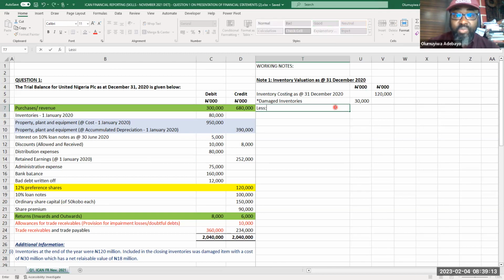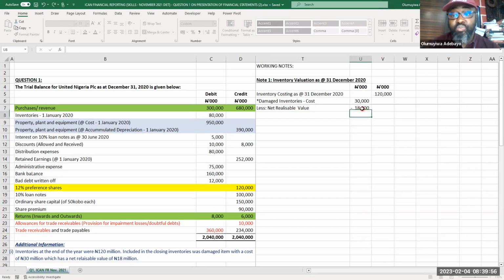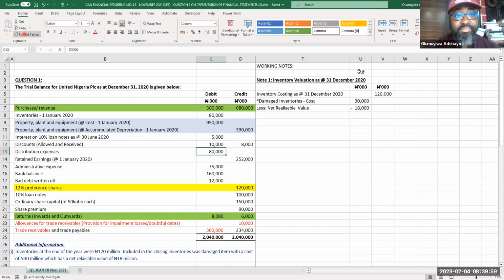Damaged goods or damaged inventory. We're told is 30 million. Now, because they are damaged, you can't sell it for what it is. What you can only get back from those damaged items is 18 million, which means this cannot be sold for its worth. Therefore, there's a loss that you need to recognize, like a write-off.